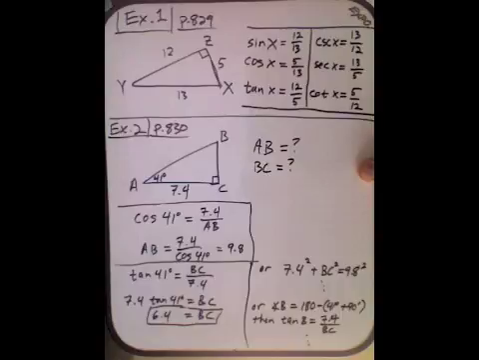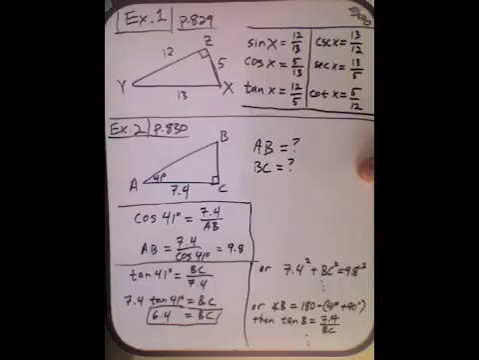Then to find BC, tangent is a good choice. The tangent of 41 degrees is BC over 7.4, opposite over adjacent. Rearranging, 7.4 times the tangent of 41 is BC. Okay, so try that and see if you can get that answer.